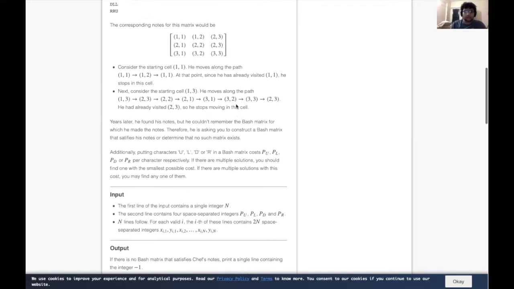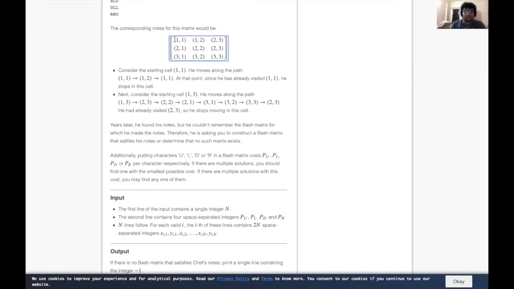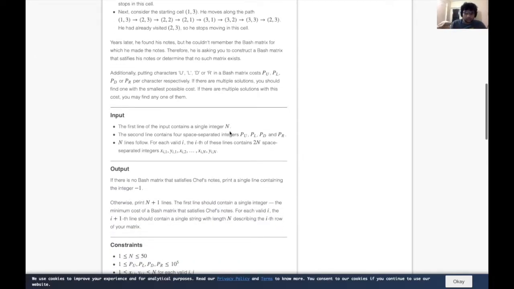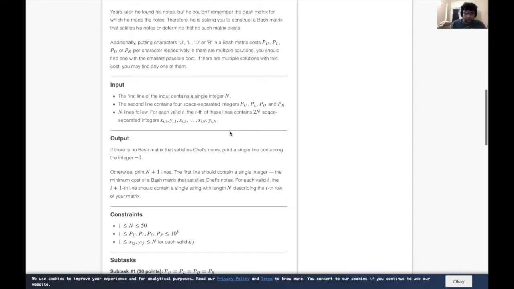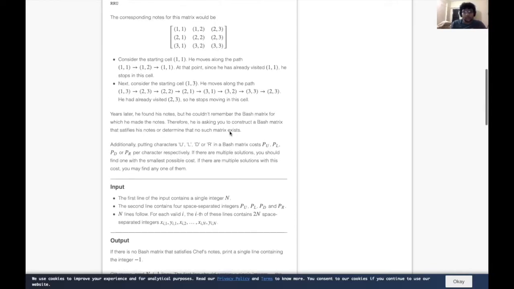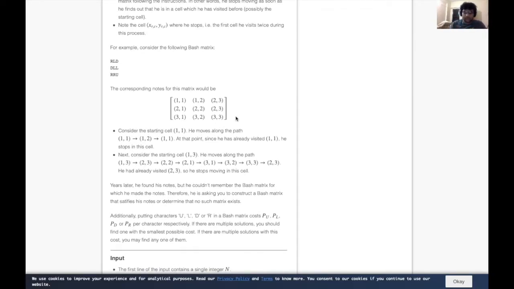So the problem is that we're given this matrix where for each cell you're given the place at which we stop, and we have to reconstruct the matrix which would satisfy these properties. Furthermore, for each direction U, L, D, R, you're given a cost PU, PL, PD, and PR respectively, and you have to construct a matrix such that the total cost is minimized.